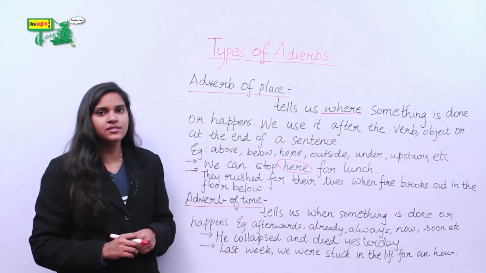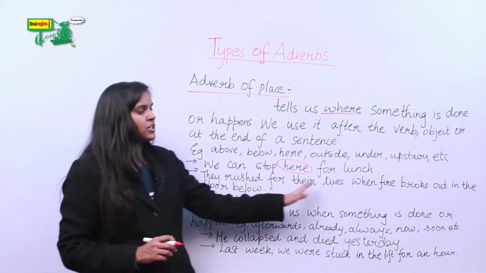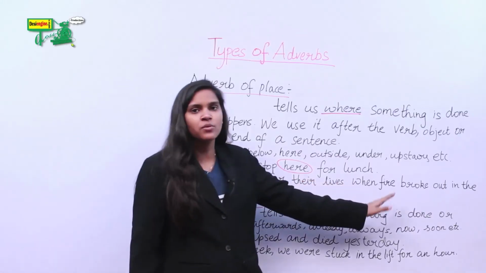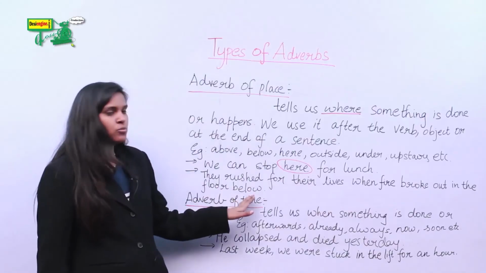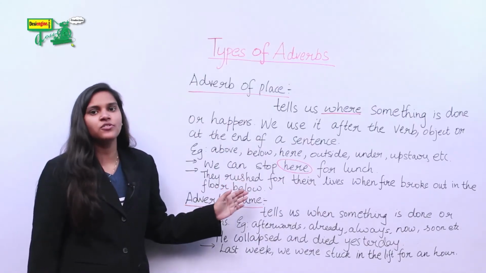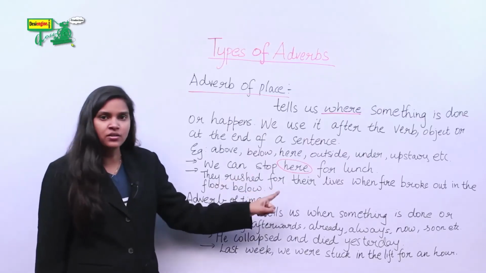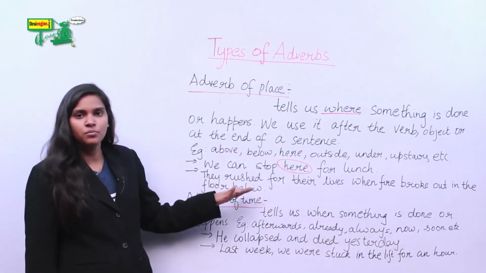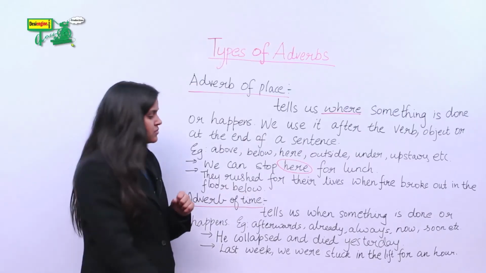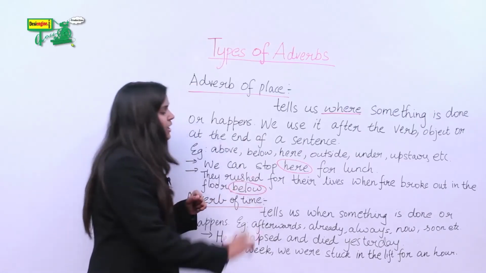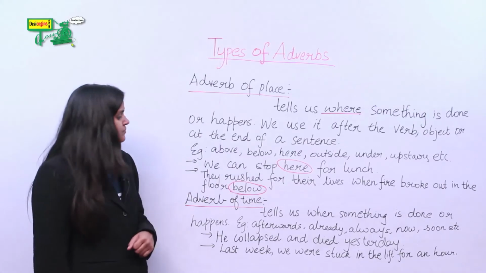Let's take the next sentence. They rushed for their lives when fire broke out in the floor below. The question that we need to ask, the verb is where? Rushed where? The floor below. So below becomes my adverb of place.